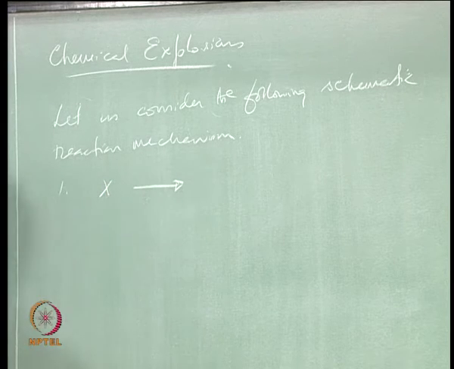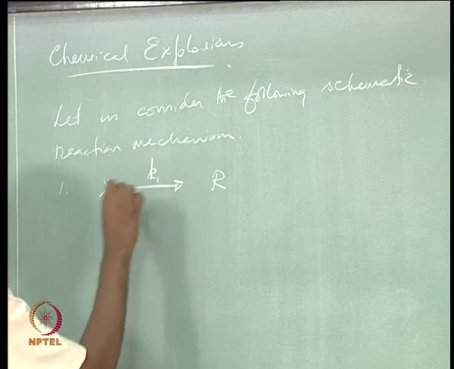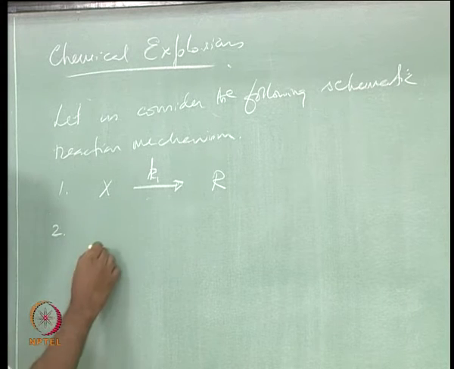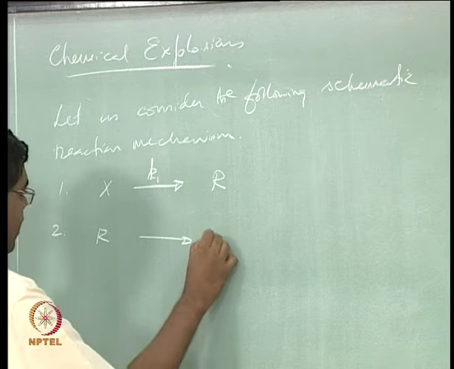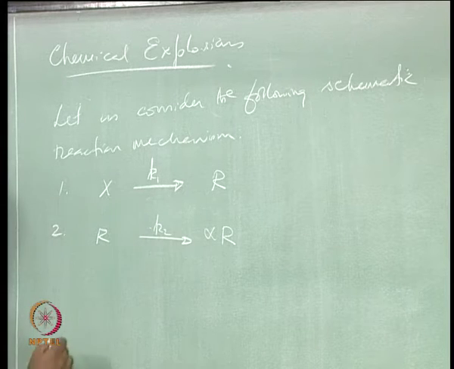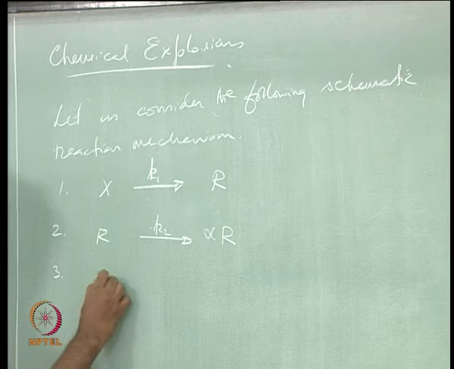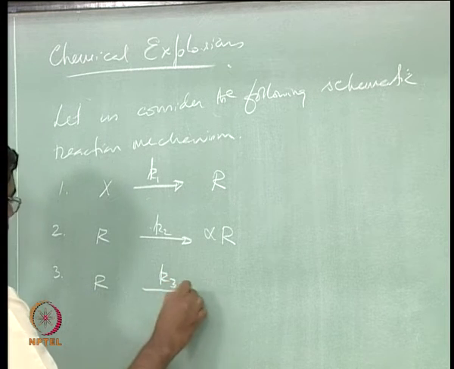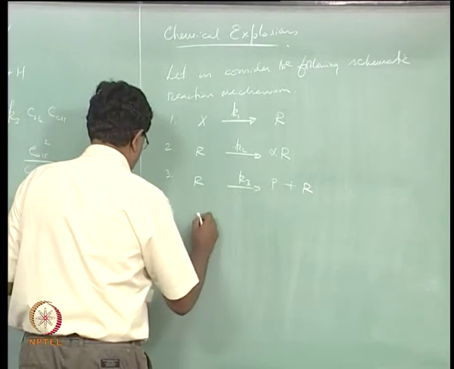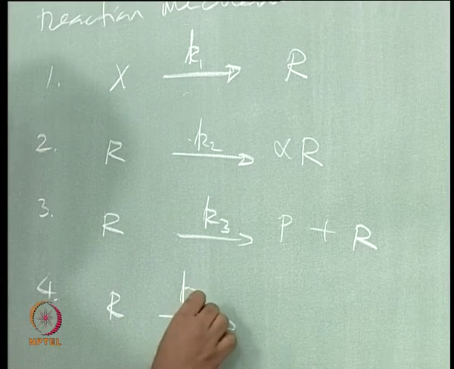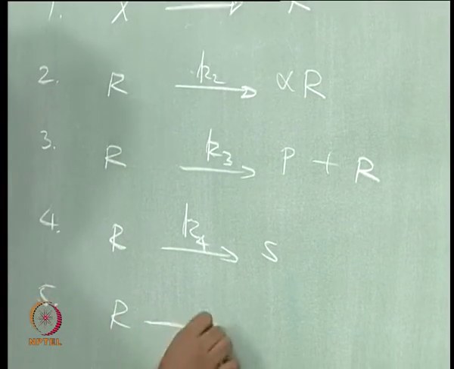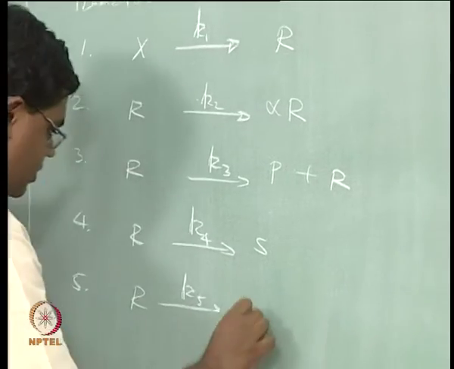One, X gives you R with reaction rate constant K1. Two, R gives you alpha R with a rate constant K2. Three, R gives you P plus R with rate constant K3. Four, R goes to S, and five, R with K5 goes to X.